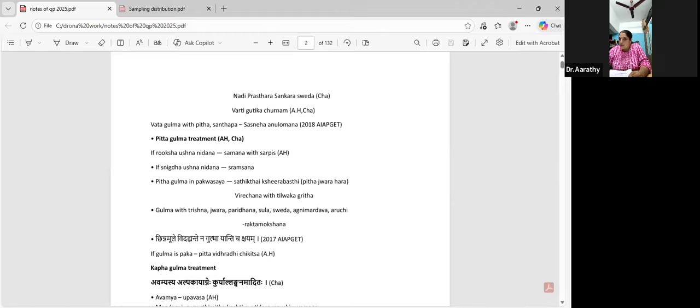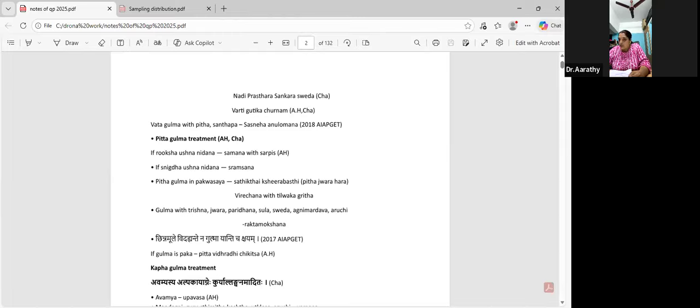Then Gulma with Trishna, Jwara, Paridhana, Shula, Sweda, Agni Mardava, and Aruchi. In that case, Rakta Mokshana is done. So that is, Agni Mardava is there. Agni is deteriorated. So in that case, Trishna, Jwara, all these things are present. So Rakta Mokshana is good.